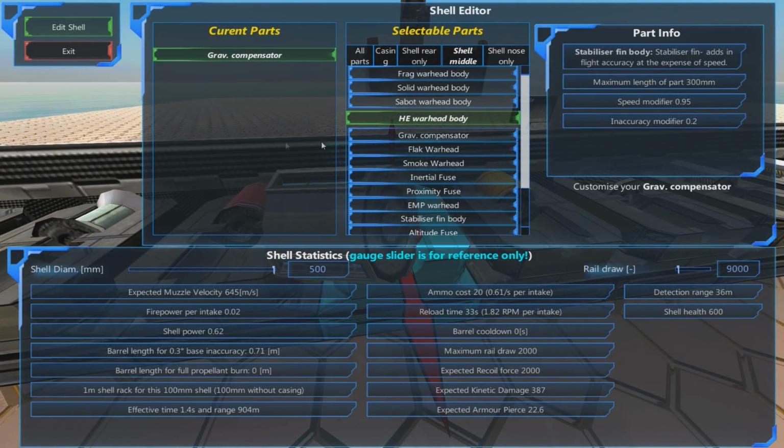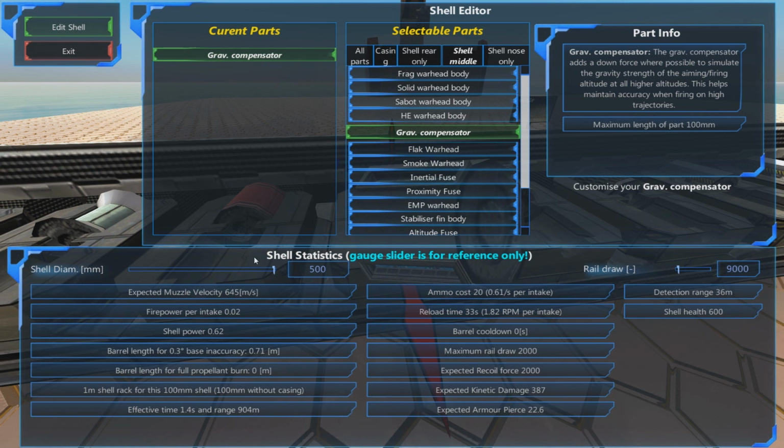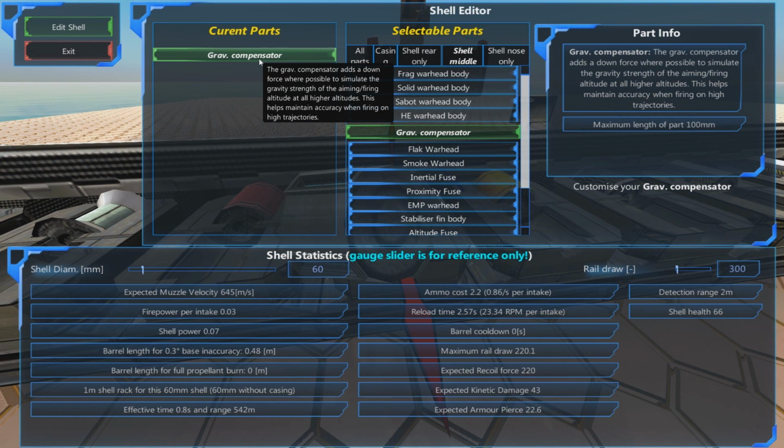Now we have the Grav Compensator, and this is a weird thing, and the description is not very helpful. So, let's fix this quickly. The Grav Compensator, or Gravity Compensator, adds a downforce where possible to simulate the gravity strength of the aiming/firing altitude at all higher altitudes. This helps maintain accuracy when firing high trajectories. That is a roundabout way of saying you can fire guns in space.